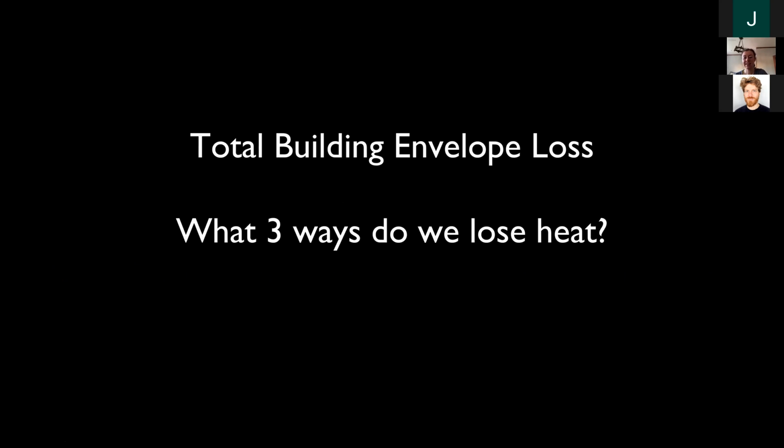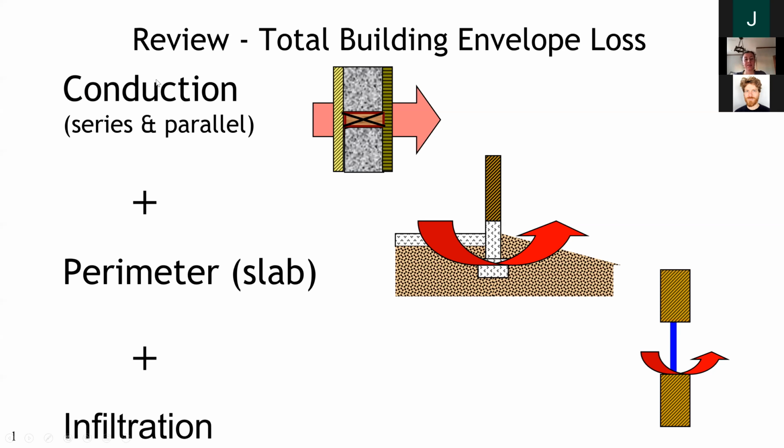Now looking at the whole building envelope loss, what are the 3 main ways that we lose heat through a building envelope? Those three main ways are through conduction, both in series and in parallel through the wall assembly. We lose heat through the perimeter, through the slab edge. And we also lose heat through infiltration, air moving in and out of the building in uncontrolled ways.